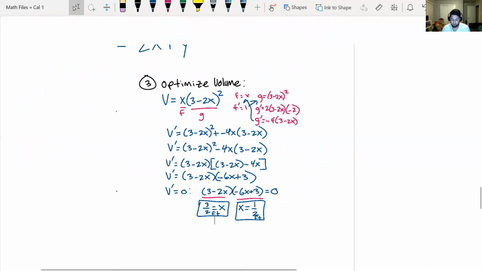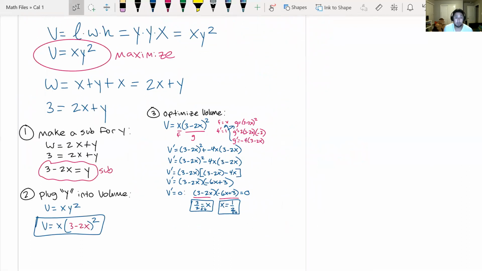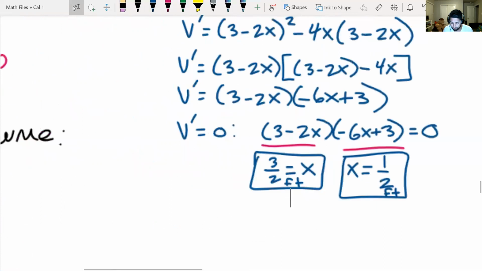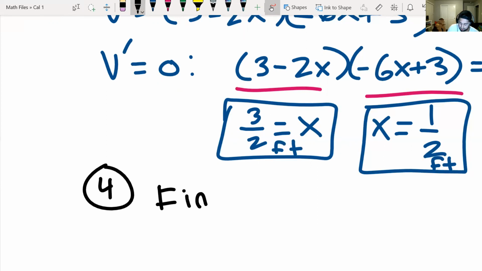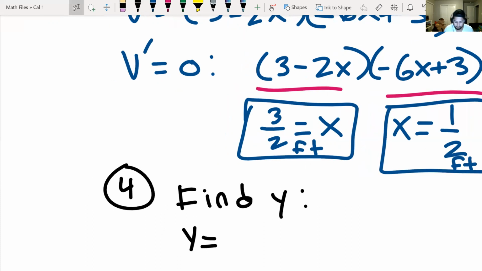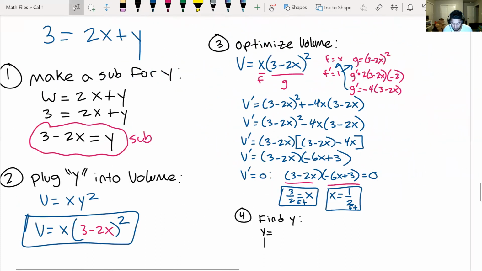Okay. Whew. Almost there. We now have x. We need to find y. Well, now we have two x values. So we have to see which one's going to work. So that's going to be step 4. Find y. Given the equation, y equals 3 minus 2x.